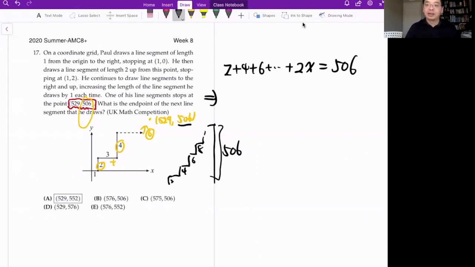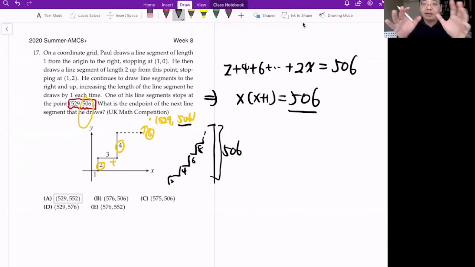All right, so we apply the Gauss formula. This is x times (x plus 1) equals 506, right? What we need to do is to factorize 506. If you want to write this as the product of 2 adjacent consecutive numbers, in order to get 6, we can do 2 and 3.